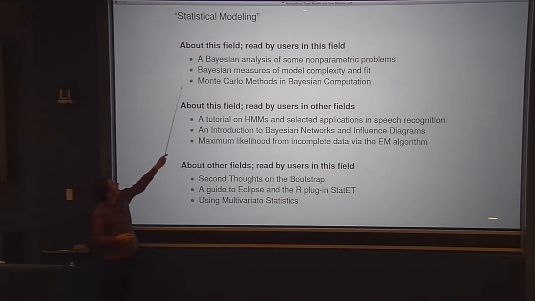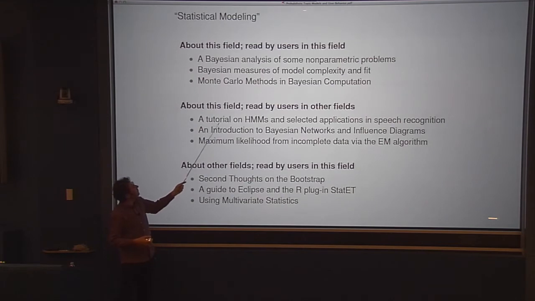Look at the difference between the top list and the second list. This is about probabilistic modeling, but read by people in other fields. Here's where the EM paper shows up. Okay, the EM paper is not necessarily in the top 10 here, but it shows up as one of the papers about statistical modeling that has had the most interdisciplinary impact.